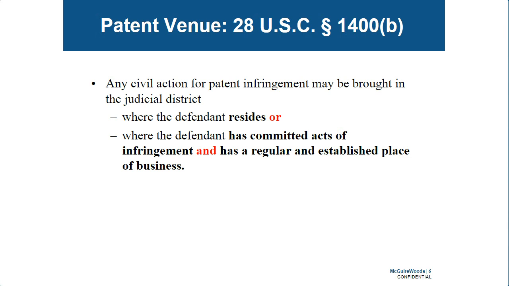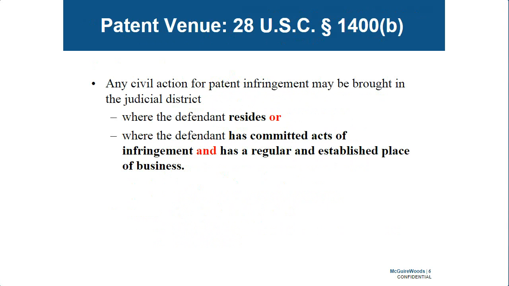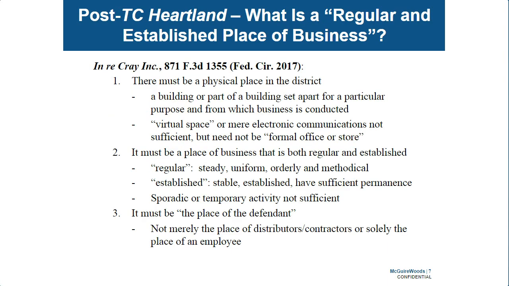So if the defendant is incorporated, let's say in Delaware, that's easy. You could sue that defendant in Delaware. What if the defendant is not incorporated in Delaware, and you want to sue the defendant where the defendant has committed acts of infringement and has a regular place of business? So what does that mean? So post T.C. Heartland, what is a regular and established place of business?